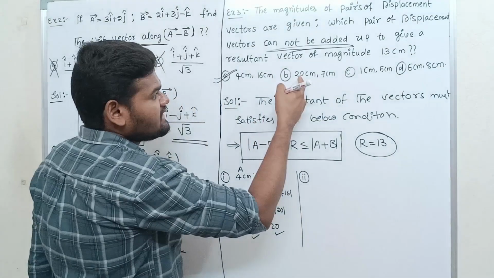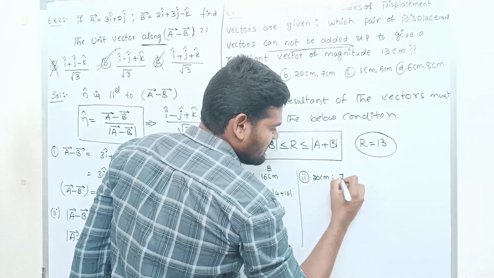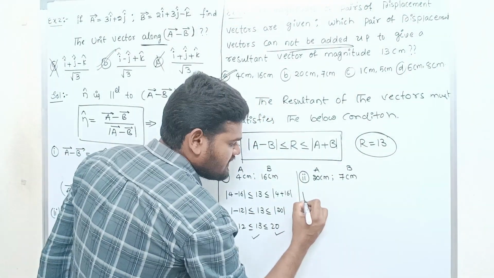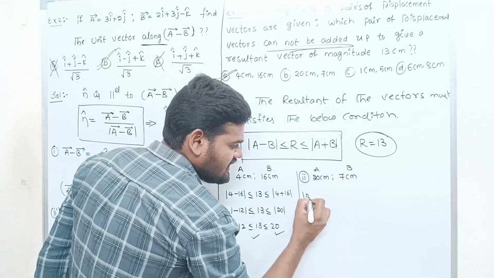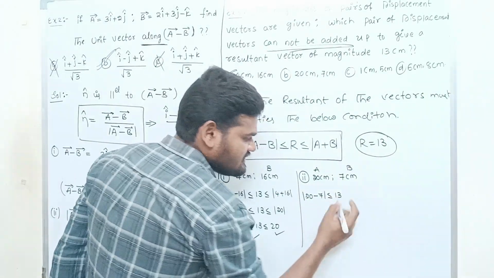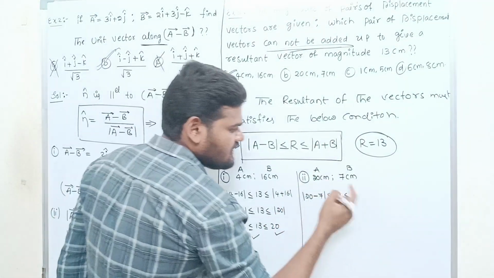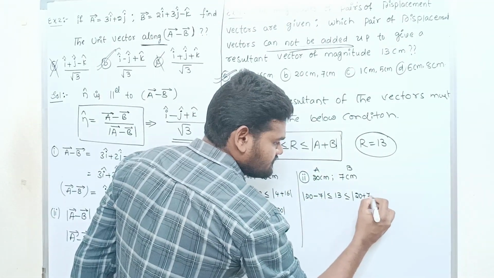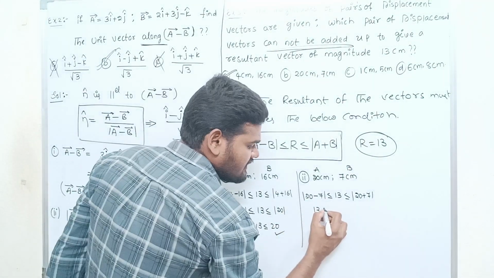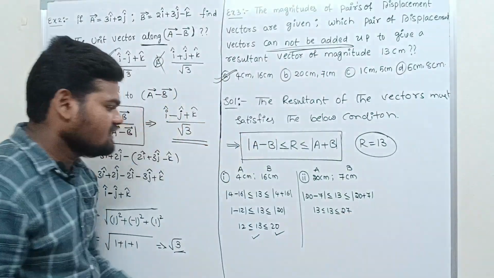So what is the second option? They are given 20 centimeters and 7 centimeters. This is A, this is B. Okay. So magnitude of A minus B, 20 minus 7, is less than or equal to 13, the resultant vector, which is less than or equal to magnitude of A plus B, 20 plus 7. 20 minus 7 is 13, so 13 is less than or equal to 13 is less than or equal to 27.